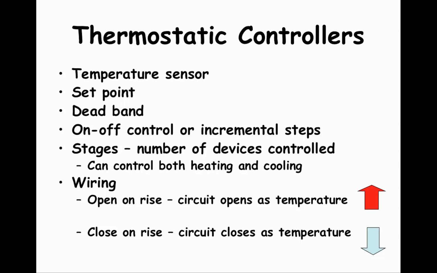Residential thermostats normally have two stages. They can be used to control both the heating system and the cooling system. Many older thermostats could also be used for either heating or cooling, and the way it was determined was by how it was wired on the back of the thermostat. The wording used was "open on rise," which means that the circuit opened as the temperature increases. This wiring was used for a heating system, so that when it became warmer, the heater was turned off when the circuit was opened.